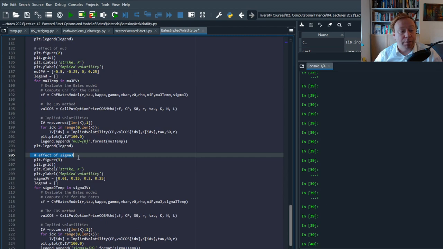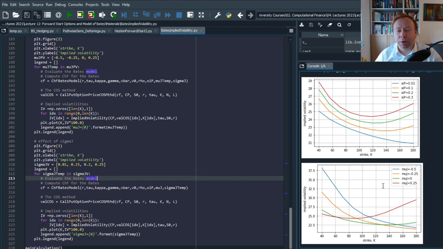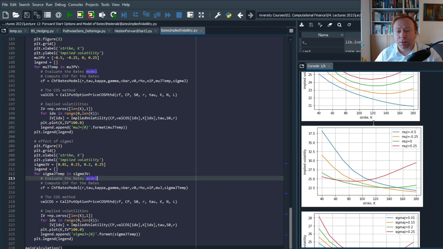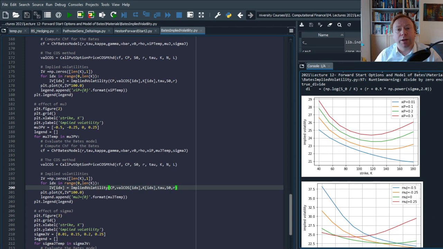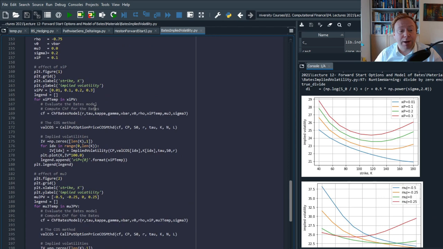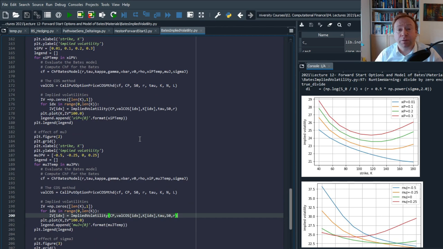So let me run the code. And this is exactly what we have seen in the slides: the impact of xi p on the implied volatilities, mu j, and sigma j. You can see that this code, especially the pricing part, is very fast. We need just a few milliseconds to get the prices, but also to get implied volatilities. For prices, of course, this is the COS method, so it's extremely fast because we can vectorize many things, and particular choices regarding the vectorization and the COS method I have already discussed in this course before. So here we will just concentrate on the implied volatility part.